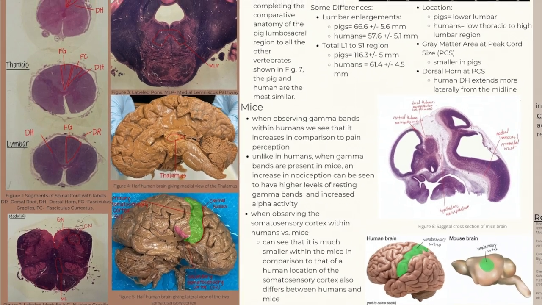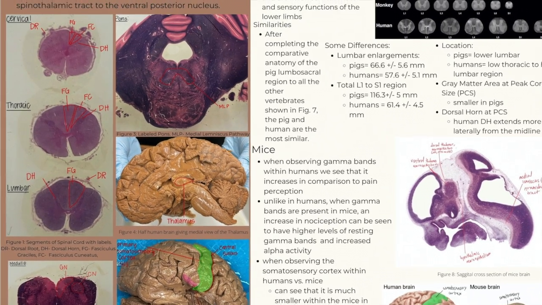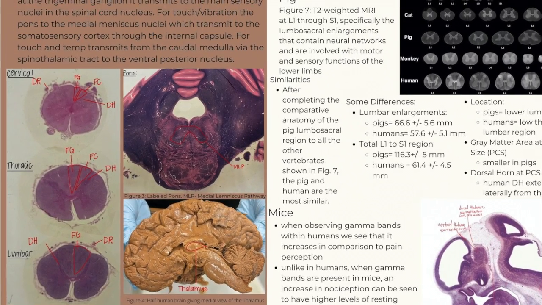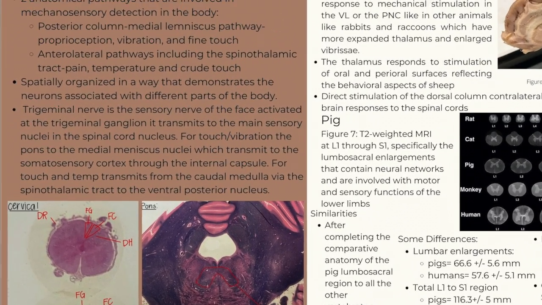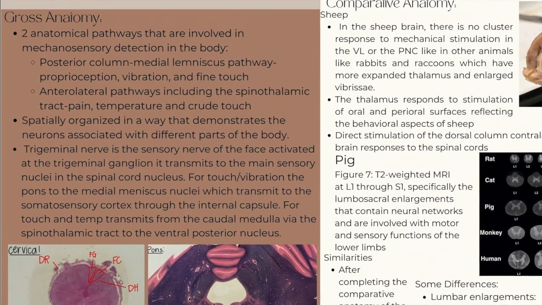Overall, the somatosensory cortex is spatially organized in a certain way, demonstrating neuron associations with the different parts of the body. These associations can then be mapped out somatotopically, known as the homunculus.